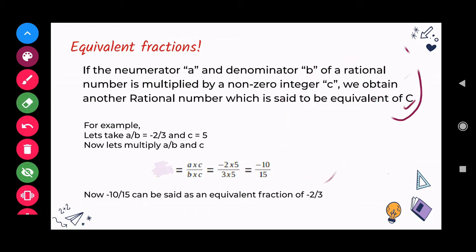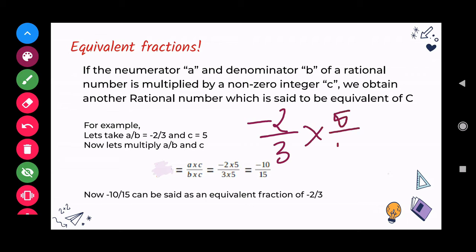Let's say we have a fraction minus 2 by 3. We are taking our integer as 5, so minus 2 into 5 by minus 3 into 5. So this will give you an answer of minus 10 by 15. Minus 2 into 5 is minus 10, 3 into 5 is 15. So this minus 10 by 15 is an equivalent fraction of minus 2 by 3.